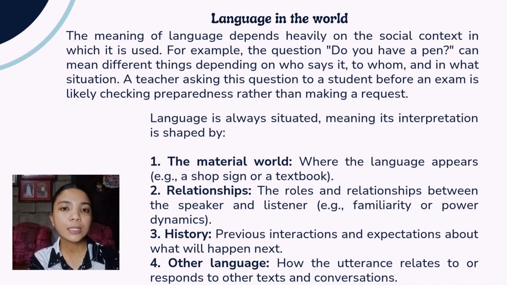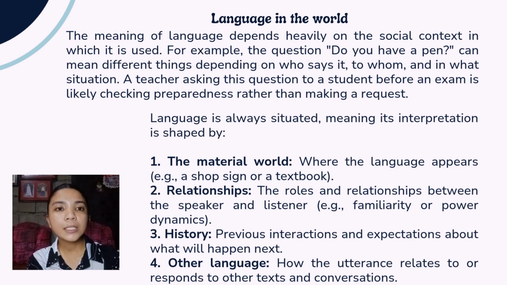This includes, first, the material world, where the language is encountered, such as on a shop sign, in a textbook, or online, which provides clues about its purpose. Example, a sign saying no smoking in a park is a rule for behavior in that location. Second, relationships. The relationships between the speaker and listener, including their familiarity and social rules. Example, a boss giving instructions carries authority, while the same words from a colleague might feel more like a suggestion.